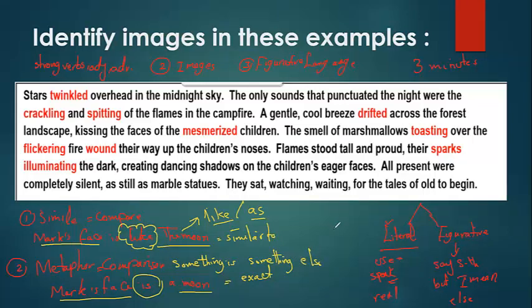Look at this example. The sea is like a hungry dog. What is it? Simile or metaphor? The sea is like the hungry dog. Simile. Why? Because we said like. Because we said what? It is like the hungry dog.